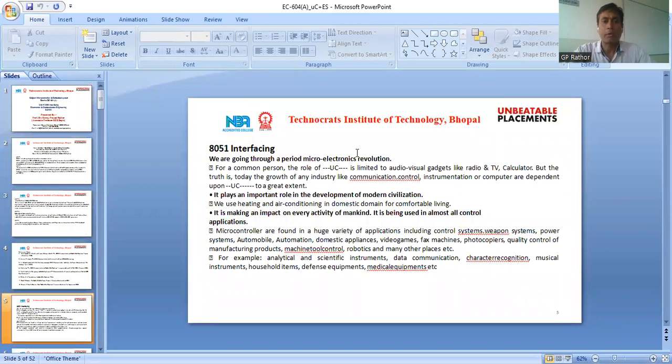Before studying microcontroller and embedded system, we have to know some fundamental concepts of microprocessor.